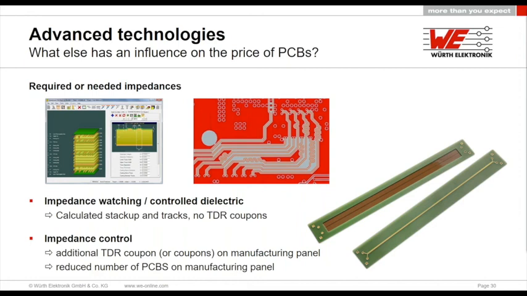If we want to control it, control means we need to place coupons onto a manufacturing panel, and on the right side you see those kind of coupons, and they take a significant part of the production panel.